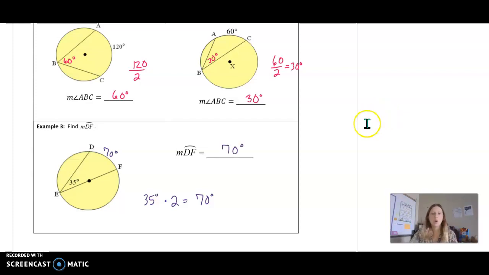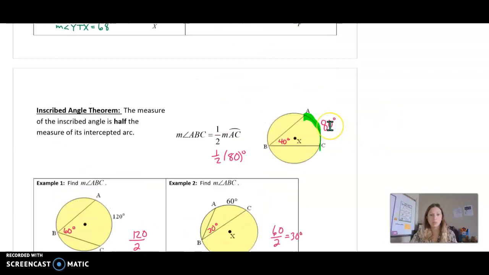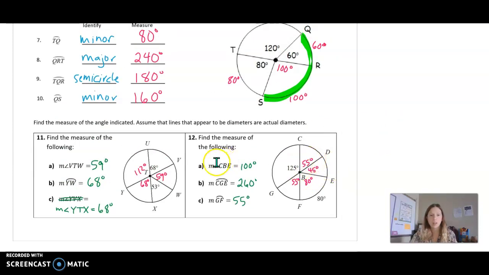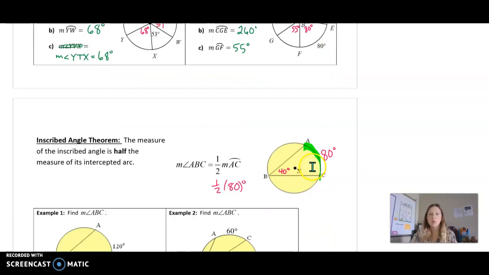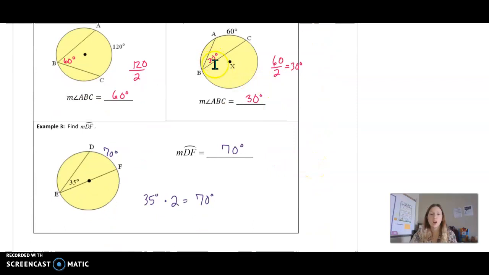Okay, so unlike the central angle, where the angle and the arc are equal to each other, with an inscribed angle, the arc is double what the angle is. The angle is half of the arc.